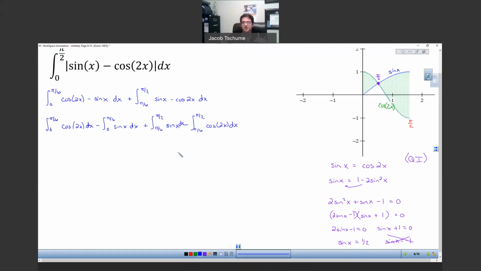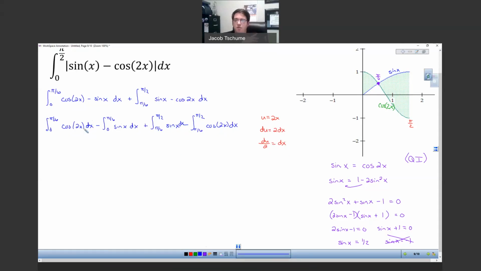The second and the third integral, those are perfectly fine. We know how to integrate those. But both of your double angle of cosines, you're going to have to do U-substitution on. The good thing is that they are both the same U-sub. So I'm going to let u equal 2x. And therefore du would be 2dx, and du over 2 is your dx value.